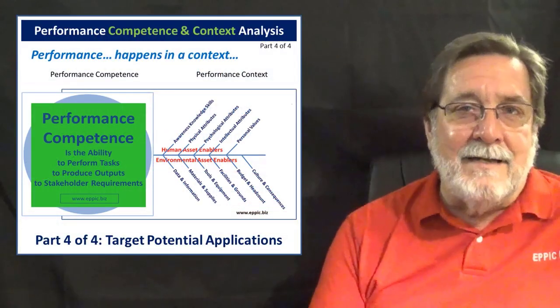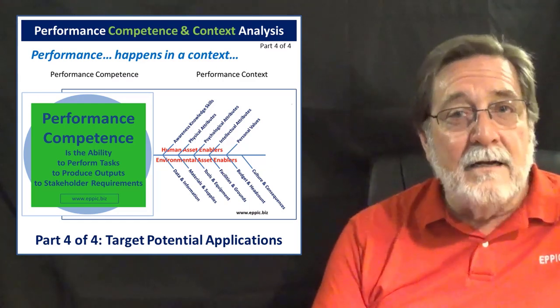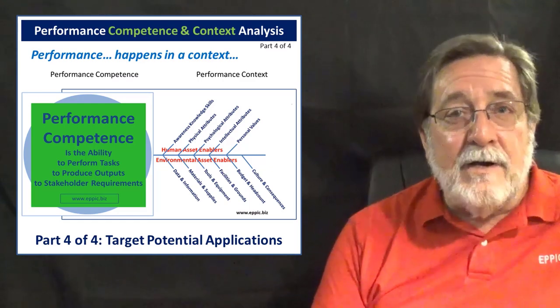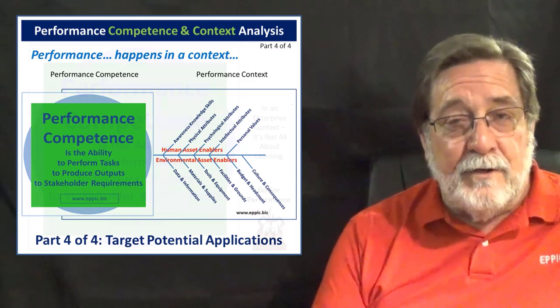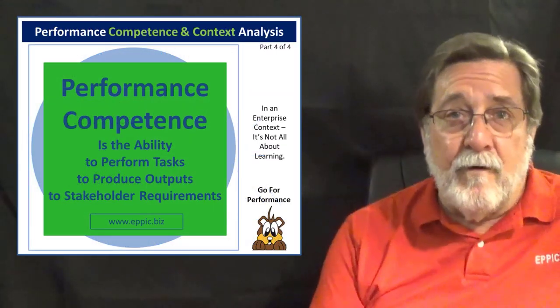Performance happens in a context of enablers that are either adequate to the need or not. Improvement is about addressing those gaps in the enablers. It's not all about learning. It is all about performance.